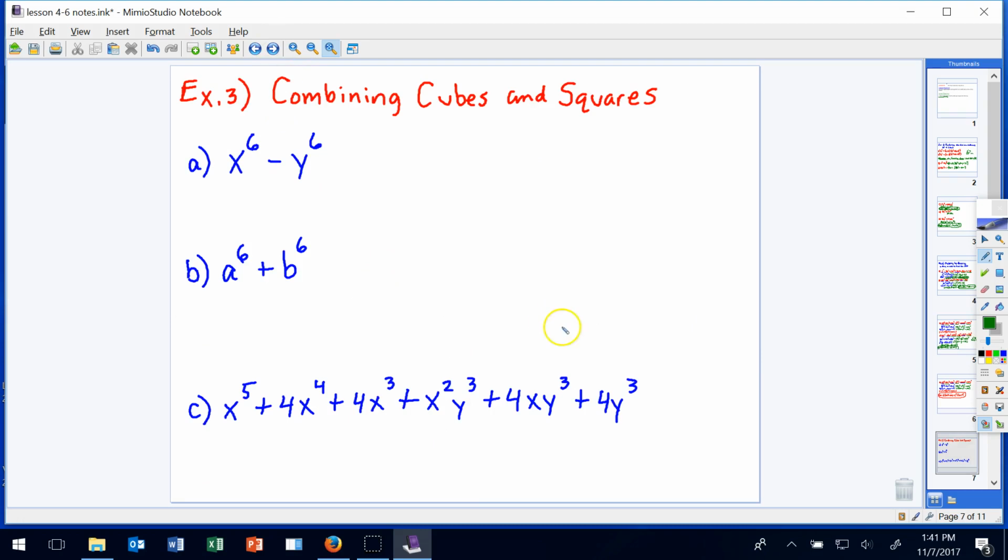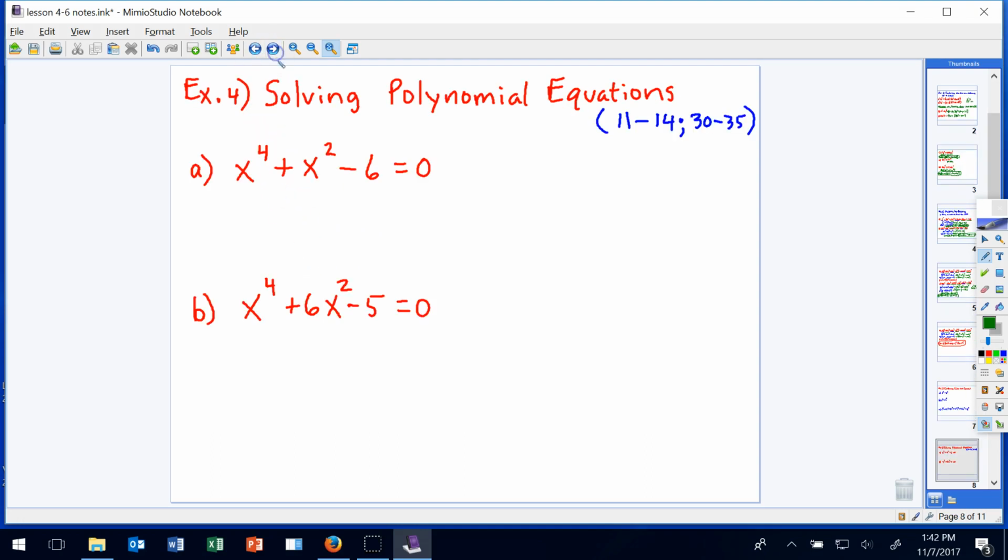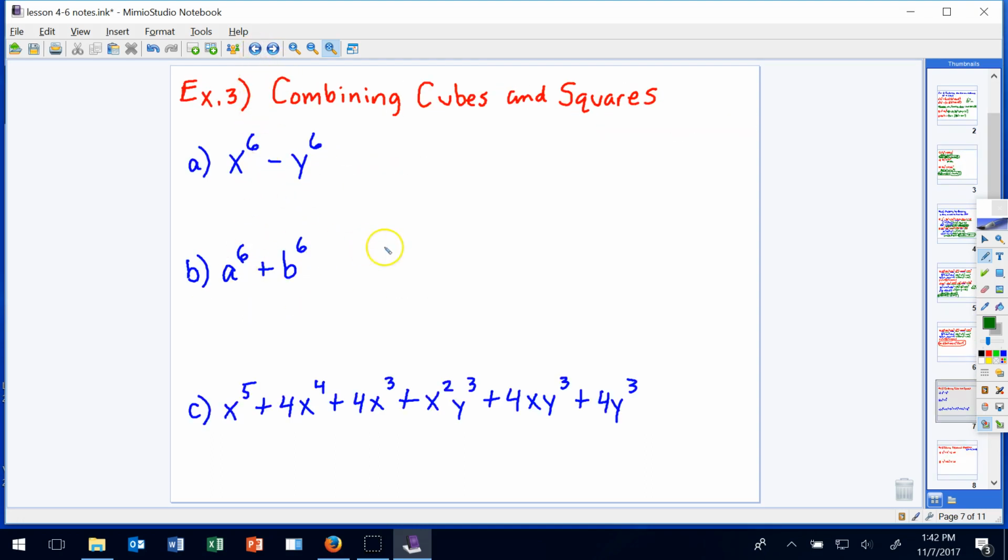Okay, and this is going to conclude the lesson because, again, I'm going to break this up into two parts. We'll save solving for tomorrow, part 2. But let me help you out when there's a combination of cubes and squares.